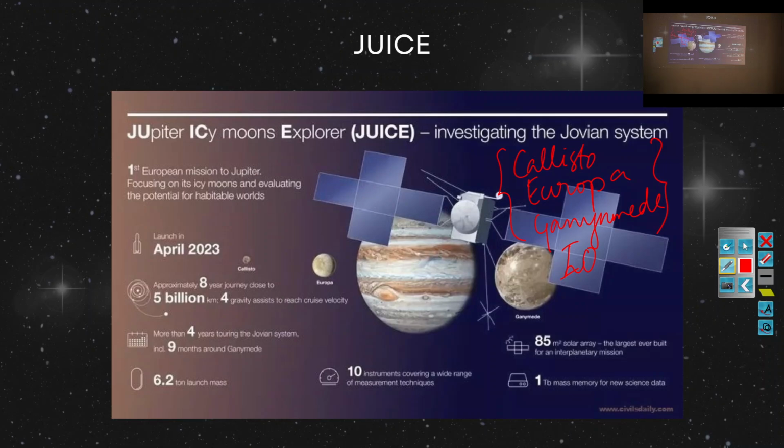So this is a mission to study Jupiter's 3 largest icy moons, that is Callisto, Europa and Ganymede.